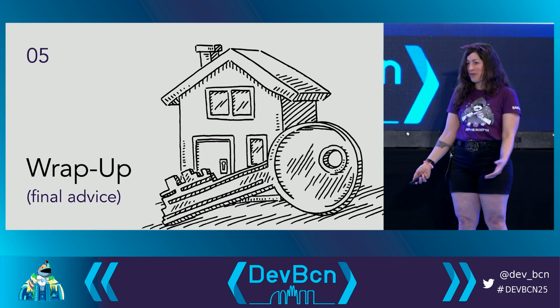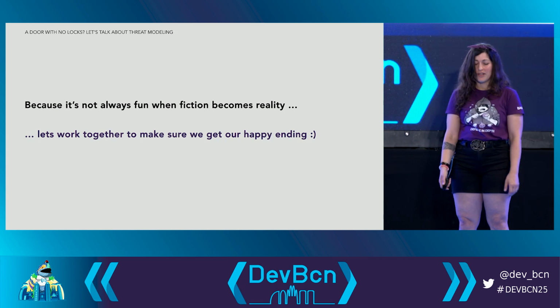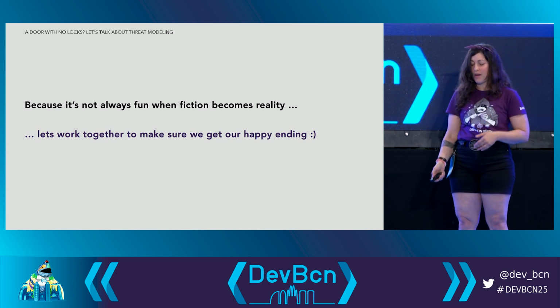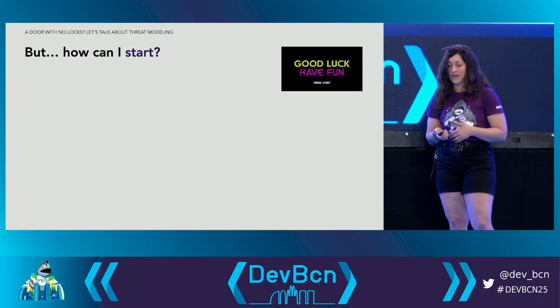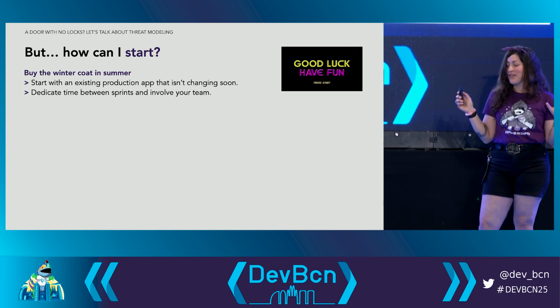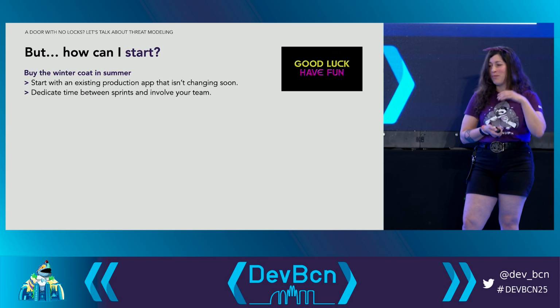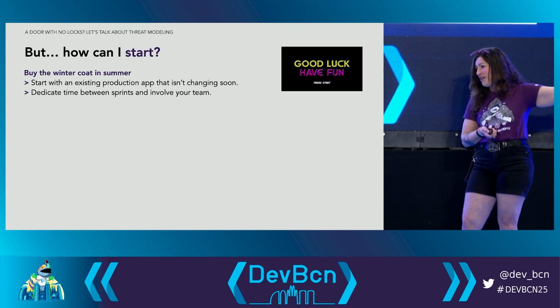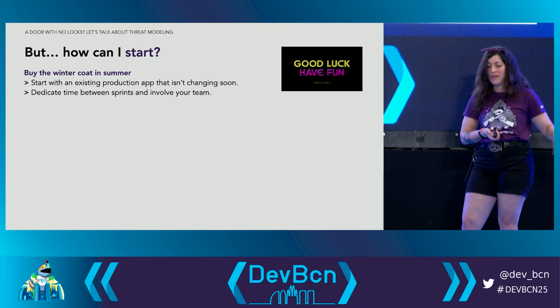Maybe you are doing threat modeling, maybe you're not doing it, maybe somebody else is doing it. So I'm going to try to give some hints of where you could start, OK? Start with an existing production application that isn't going to change anytime soon. I'm sure you have something like that. There's a super legacy application that nobody wants to touch, even with a stick, and try to apply it there. It's going to be entertainment for sure.